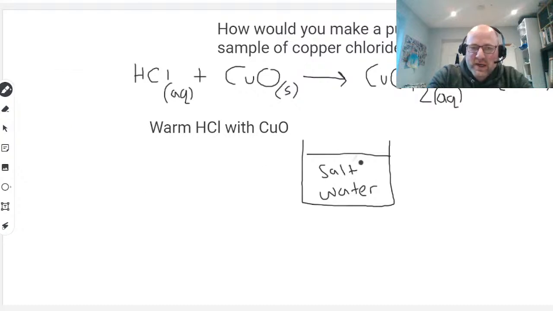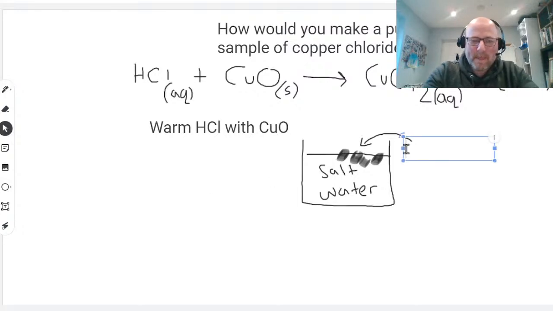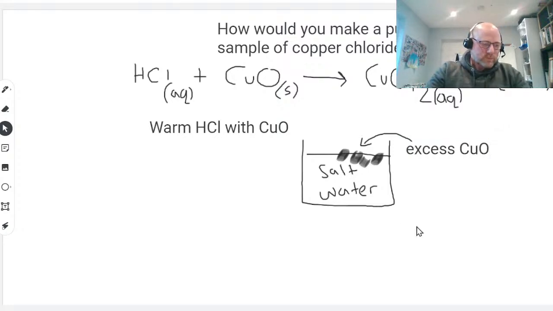Eventually, I'm going to get to the point where I add it and there's excess copper oxide. This is a good thing. So I add it till I've got excess. Why do I want to add excess? Because if I've added extra copper oxide, I know there's no acid left. So when I purify this and dry this, there's no HCl left. Now tell me, how can I get rid? I now want to just be left with the salt.